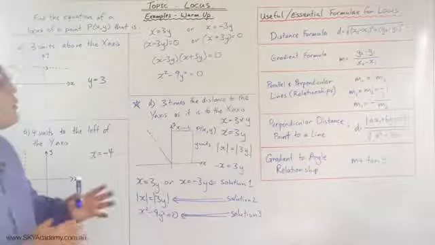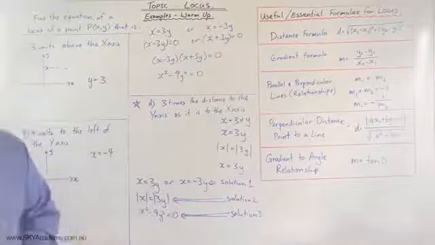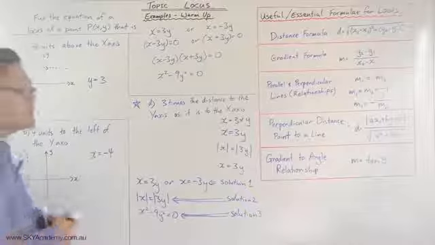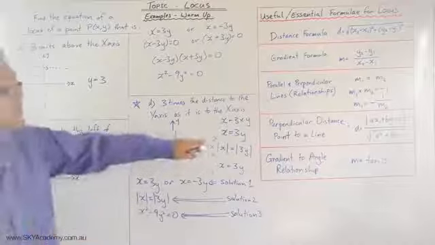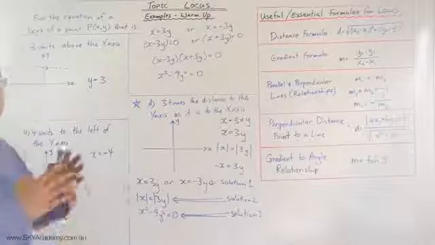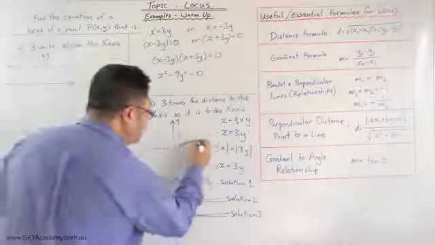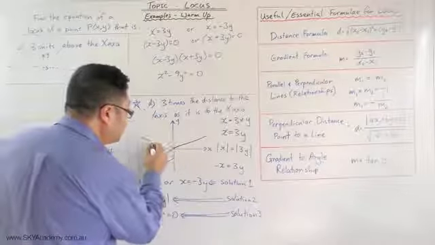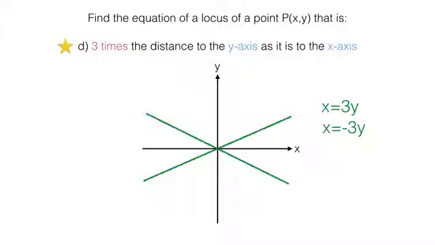Now, what will that look like as a graph? Let me graph that over here for you, and I'll do it in black so that it stands out. You've got a line that passes through the origin, which has a gradient of 3, and another line that passes through the origin, which has a gradient of minus 3. So the first answer will be that, and the second answer will be that. So x is equal to 3y, and x is equal to minus 3y.